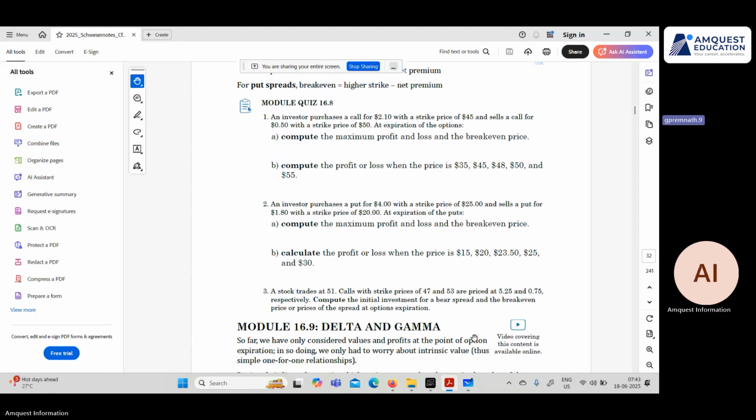So at $15, you will make your maximum profit of $2.8. At 20, you will also make maximum profit of $2.8. At 23.5, you'll make a loss of negative 0.7. At $25, you'll make your max loss of negative 2.2, and the same for $30.